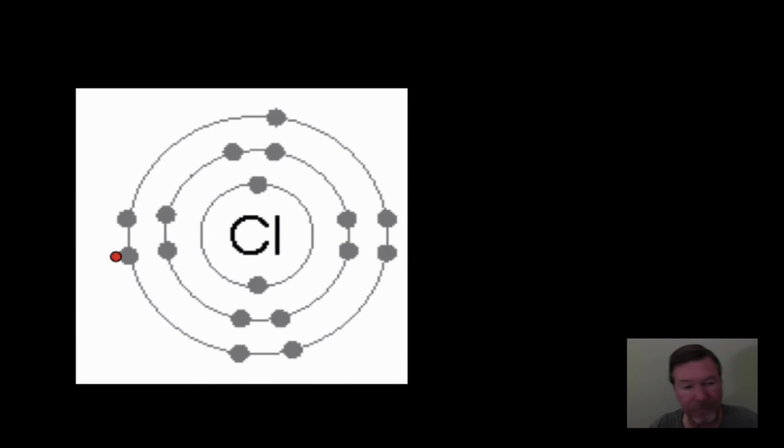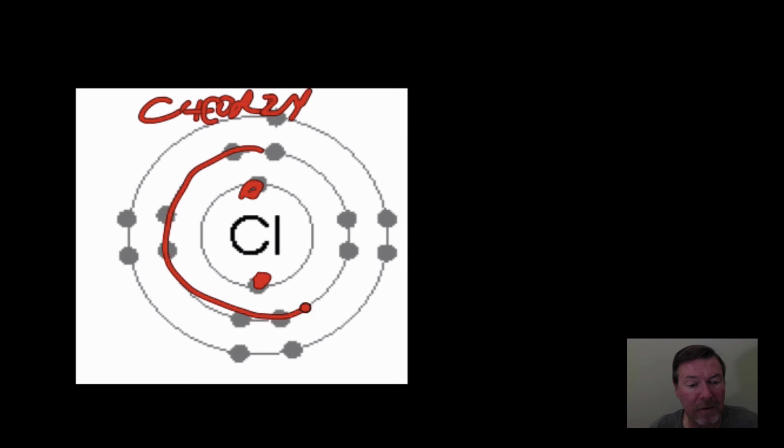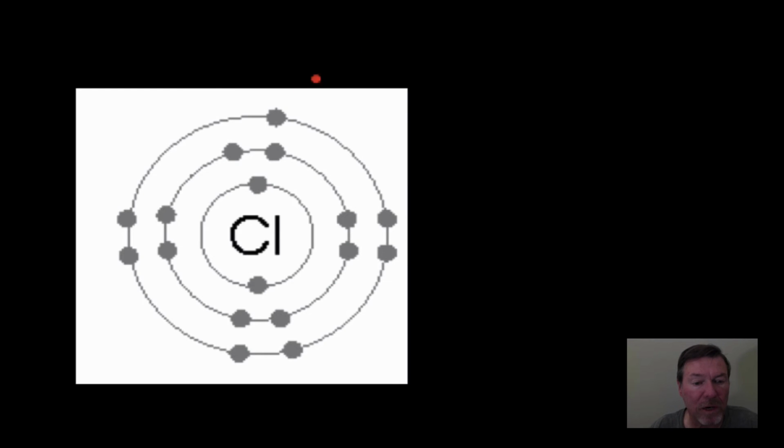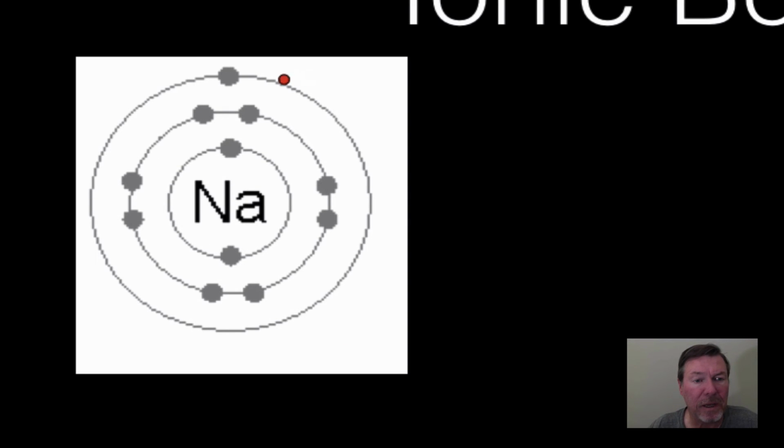Chlorine again has 2 in the innermost ring. It has 8 on the next ring, and it has 7 in the outer one. So it either wants to bring 1 in or get rid of 7 of them. Well, it's easier to bring 1 in, just like on sodium it's easier to get rid of this one. So if sodium gets rid of 1, it becomes positive, because electrons are negative.